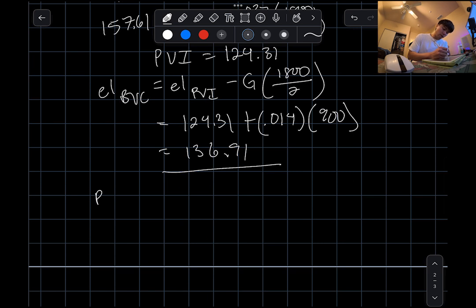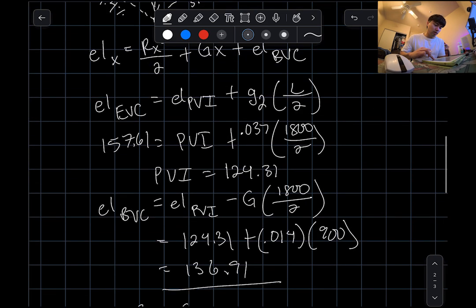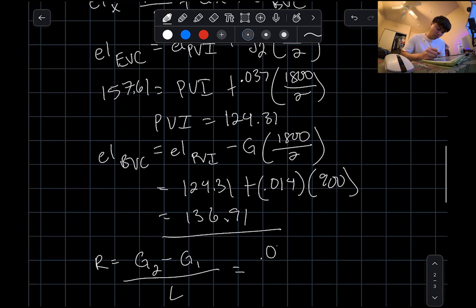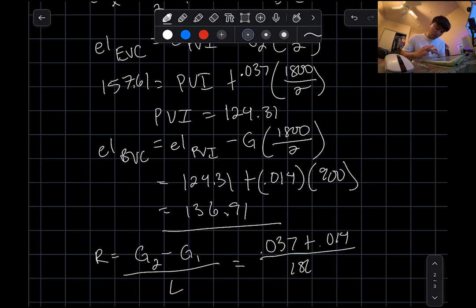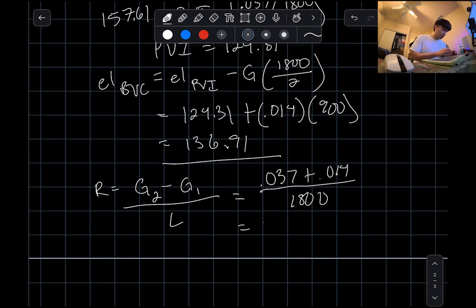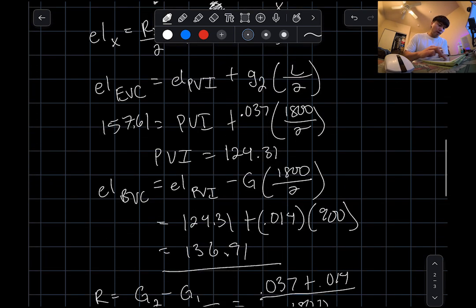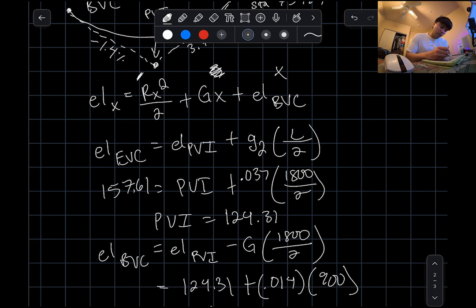The R equation is R equals G2 minus G1 over length. So that's going to equal 0.037 plus 0.014, because that's a negative grade, over 1800. And with that, you get 0.037 plus 0.014 divided by 1800 is 0.0000283 repeating. Okay, so now we have R and we have G, but we don't have X.